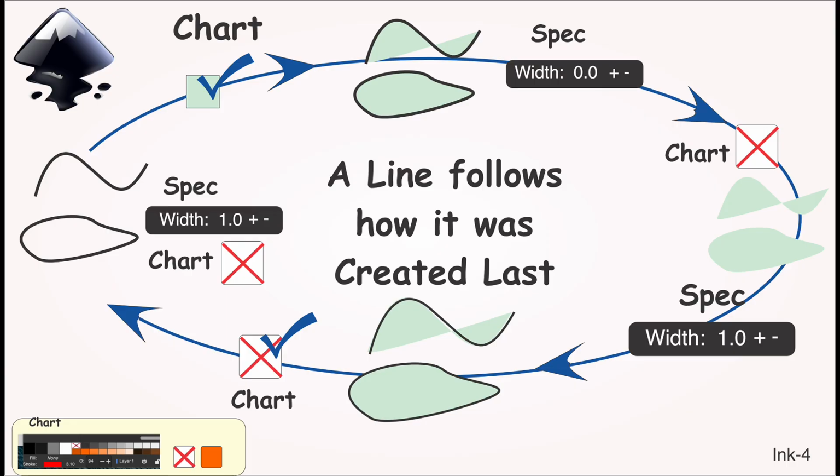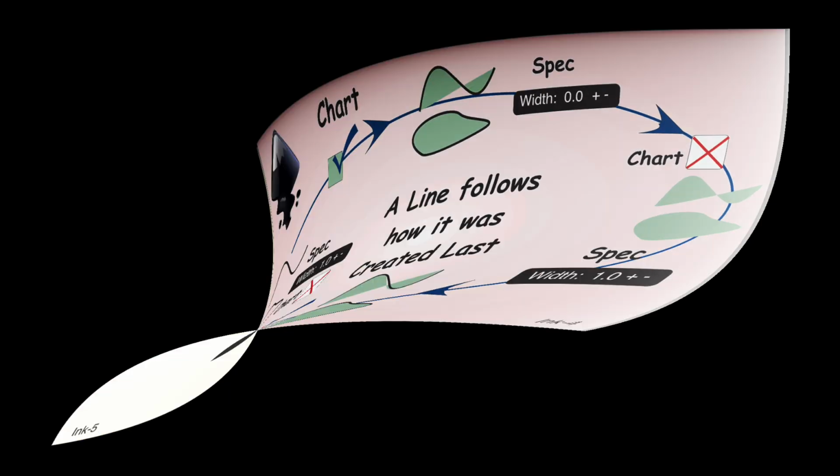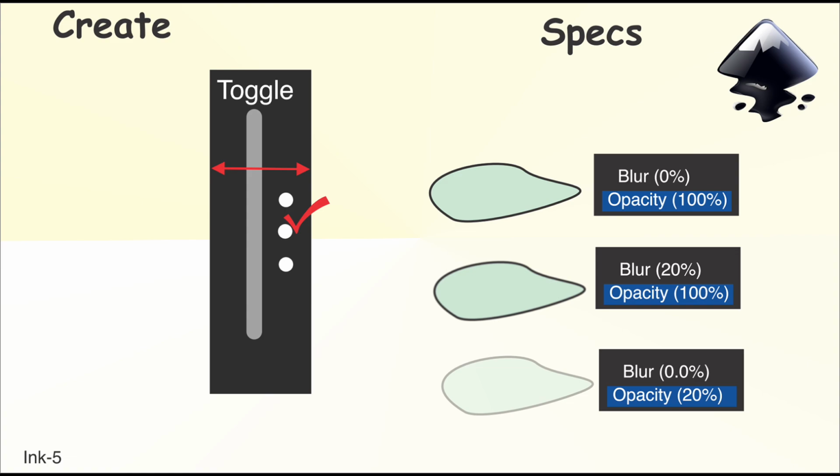Next, we add a line thickness on the Spec side. To finish the loop, we go to the chart and hit X. And we are back where we started. Opacity at 100% is really full strength, or full color. Opacity at 0% is really invisible.